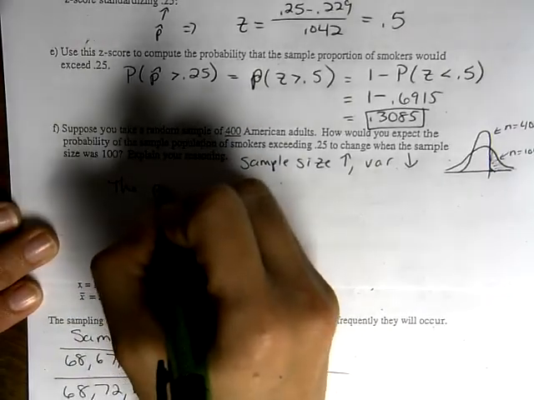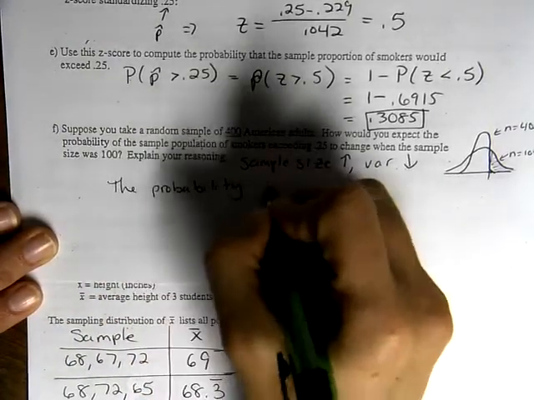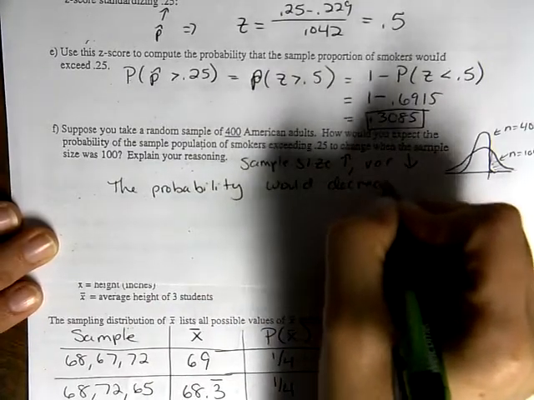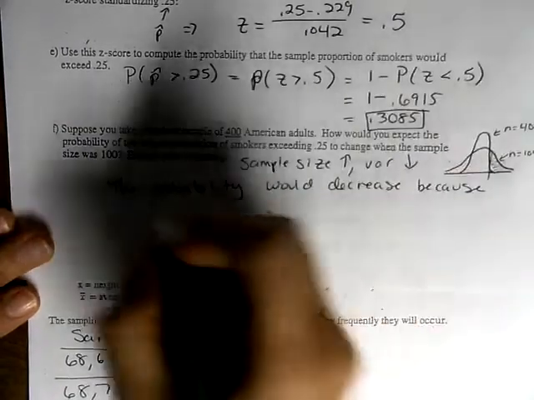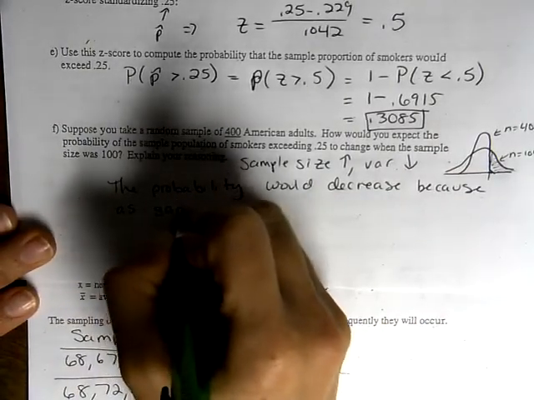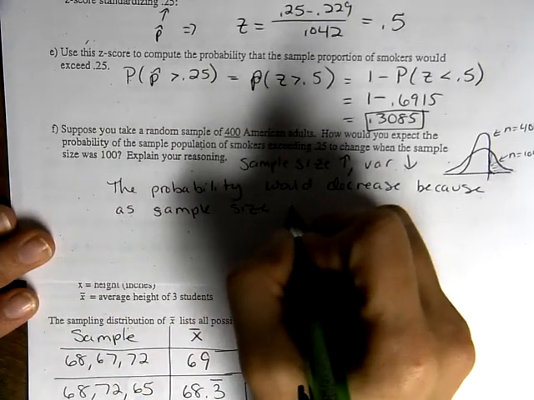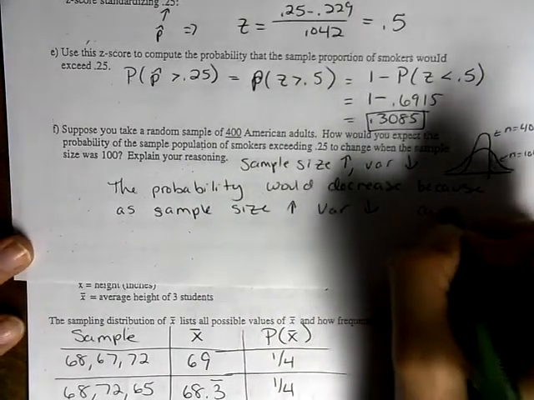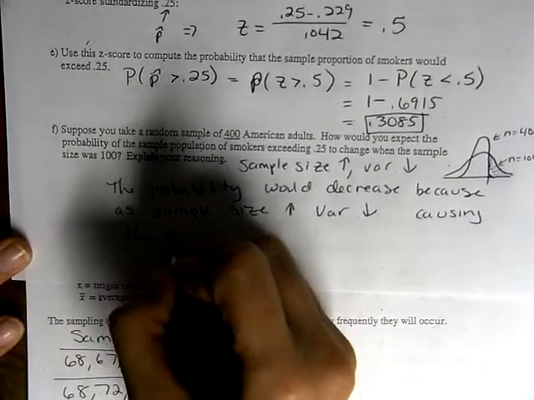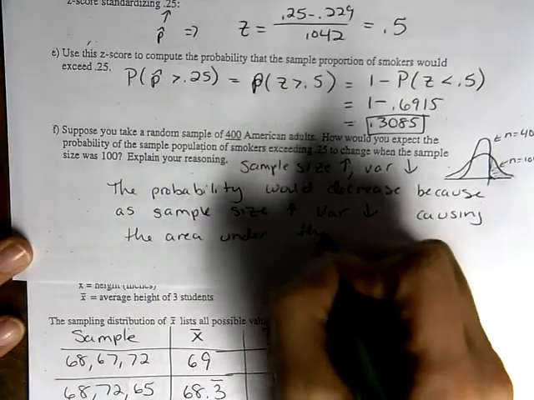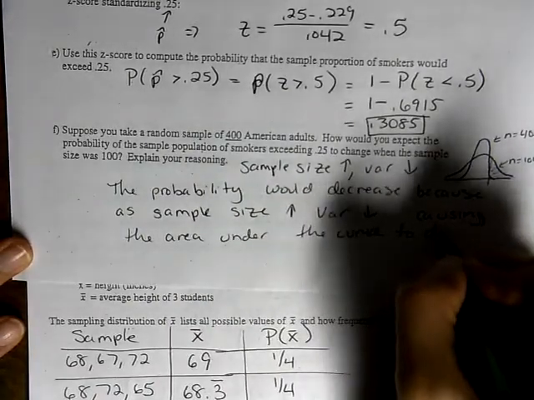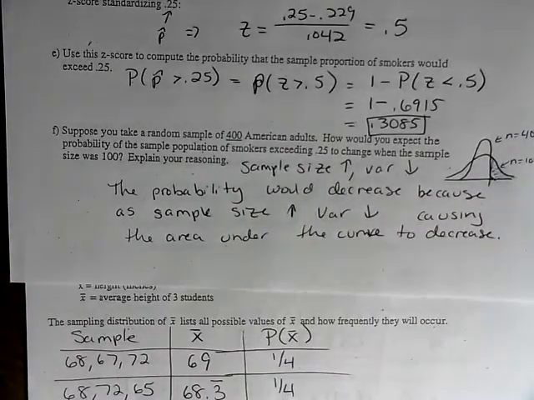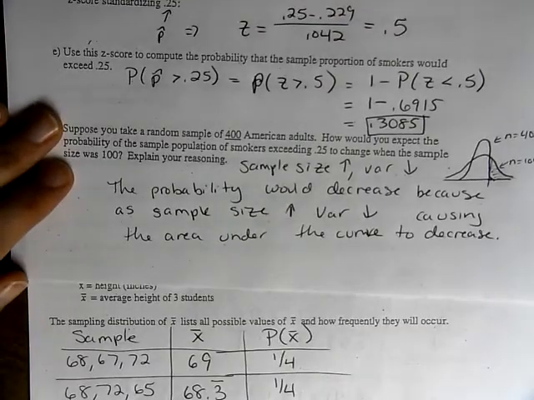So here, the probability would decrease because, again, as sample size increases, variability decreases, causing the area under the curve to decrease. So when you have a less than or a greater than, your probability is really getting smaller. We'll talk about an in-between in a second. But for now, our probability is going to get smaller.